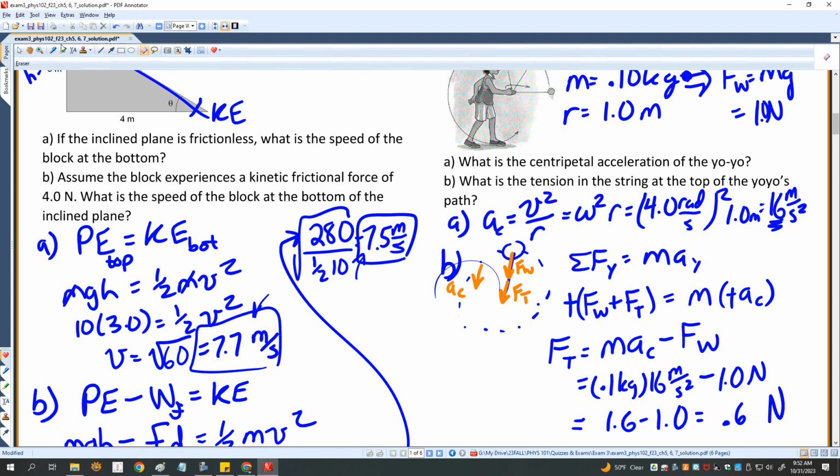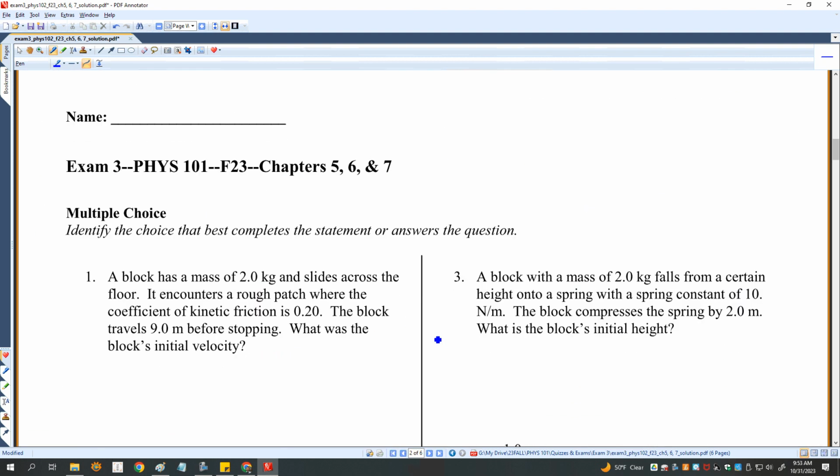All right. Notice here that if instead of being at the top, it was at the bottom, then the centripetal acceleration would then be positive, and it would change this problem. If it were at the bottom, then I would find that the tension would be equal to 1.6 plus 1.0, or 2.6 newtons. There's a bigger tension at the bottom than there is at the top. We did a problem like that. That's the Ferris wheel problem we did in class.